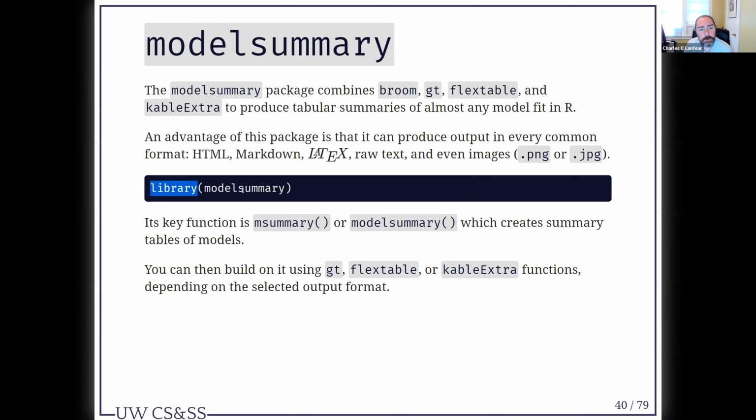So again, load it up, library, modelsummary. The key function in modelsummary is just msummary or modelsummary. These are the exact same function. This just generates summary tables of models. Then once you've run modelsummary, you can specify which output type you want to work in, for instance, Kable Extra, Flex Table, or GT, and then just tag on GT, Flex Table, or Kable Extra syntax afterwards and modify it as if you'd originally created it using one of those packages.